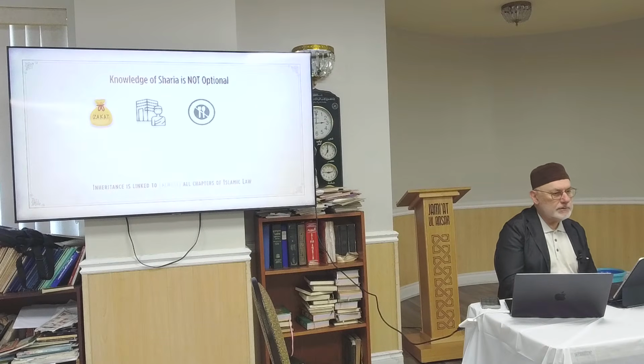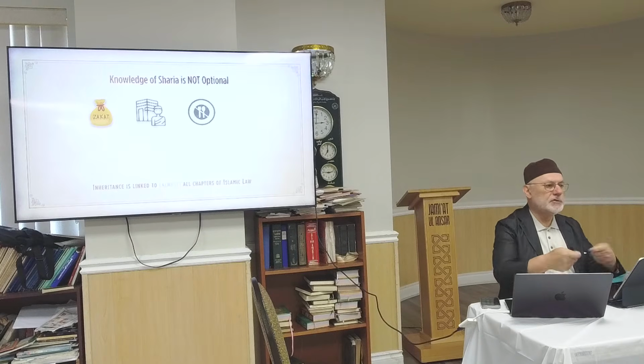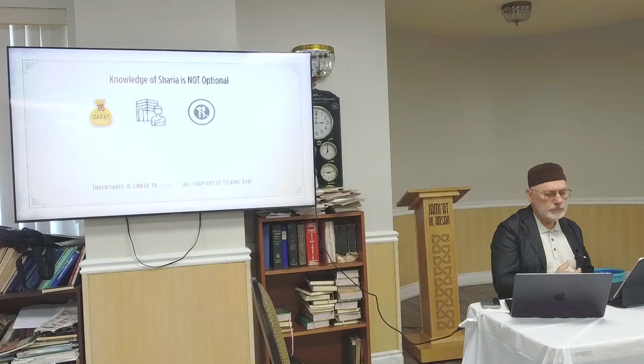Somebody fasts, but they have fidya to pay, or they have kafara to pay. The fidya and kafara, if they die before paying the fidya and kafara, this will come from the estate. So one needs to be aware of all this before they start distributing the assets or the tariqah.